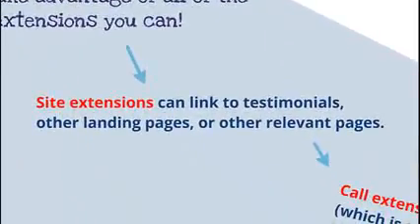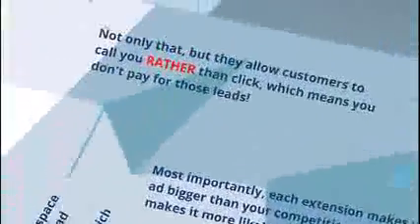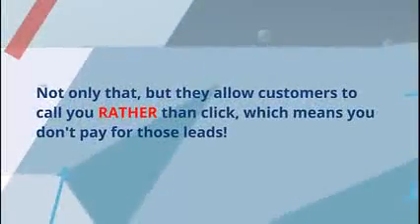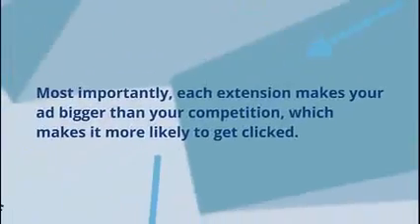And take advantage of all of the ad extensions you can when advertising on a site like Google. Things like site extensions can link to testimonials that are on your web page, or other landing pages, or other relevant pages. Call extensions take up extra screen space, which is good because it makes your ad bigger, but they don't take up extra ad space, which is also good because it means you don't have to shorten your message. Not only that, but they allow customers to call you rather than click, which means you wind up not paying for those leads. Location extensions can put you on the map, and Google ranks the maps above regular websites very often when it comes to local businesses.